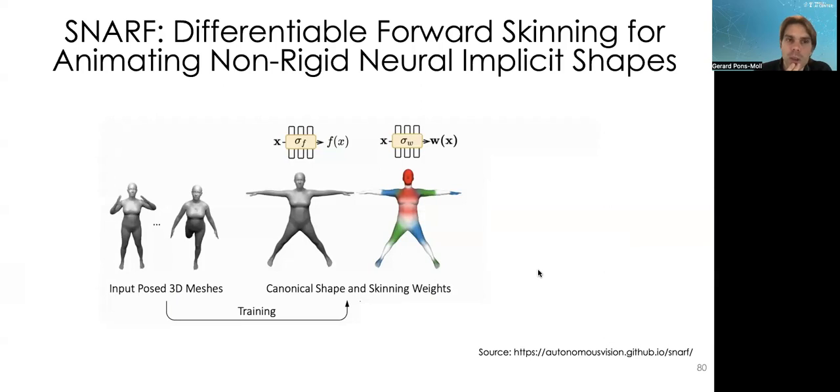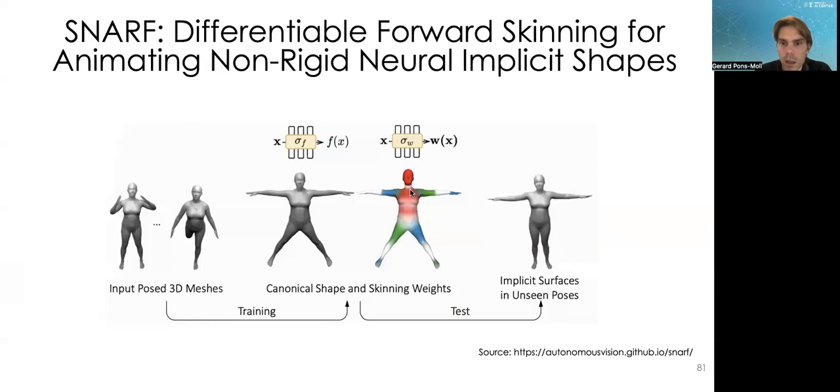This model is called SNARF, differentiable forward skinning for animating non-rigid neural implicit shapes. It learns a canonical shape with this network sigma f, and it learns the skinning weights in the canonic space, not in the pose space. It learns the skinning weights, and this is the key, with another network, sigma w. The goal is to learn these networks sigma w and sigma f in order to produce these implicit surfaces for unseen poses.